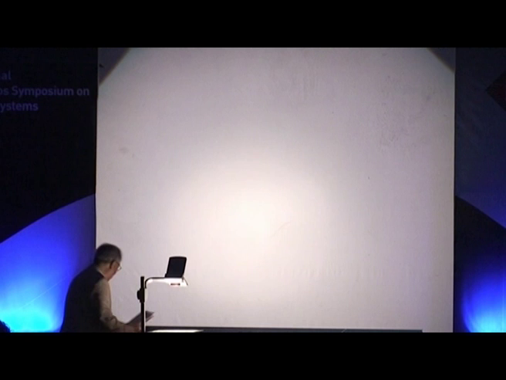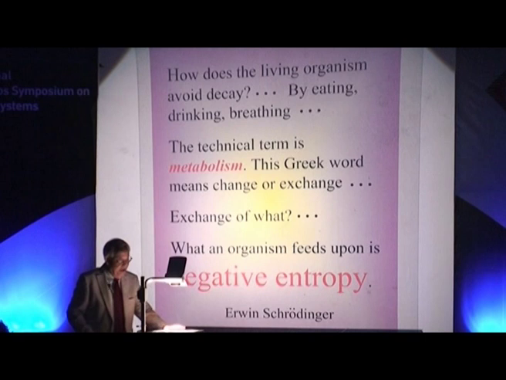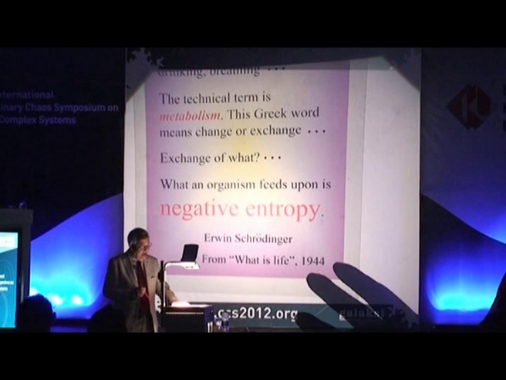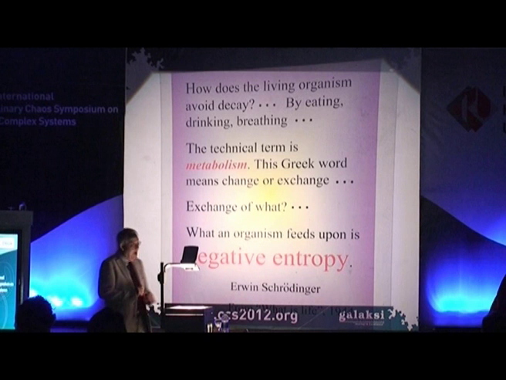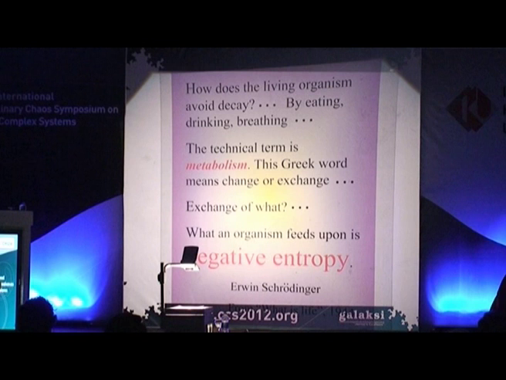Okay, now let me look at some specific quotations. This is from Schrodinger, that all of you know, in his very beautiful book, What is Life, published in 1944. Schrodinger asks, how does the living organism avoid decay? That means, why didn't we have to follow the route of entropy increase? Where is the second law of biology? And he says, by eating, drinking, breathing. The technical term is metabolism, which is a Greek word meaning change. So it says the exchange, change for what?